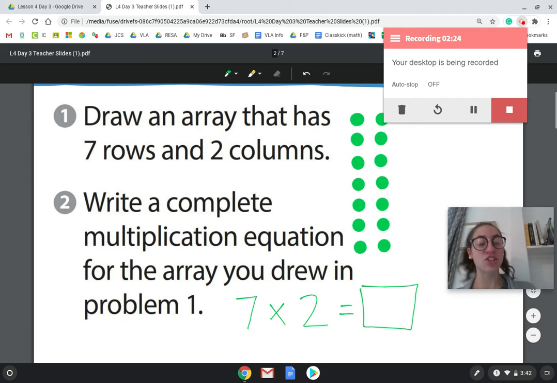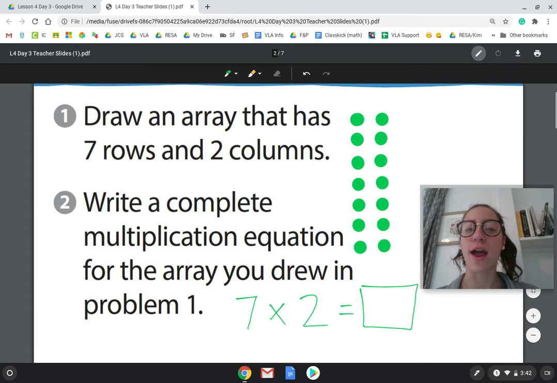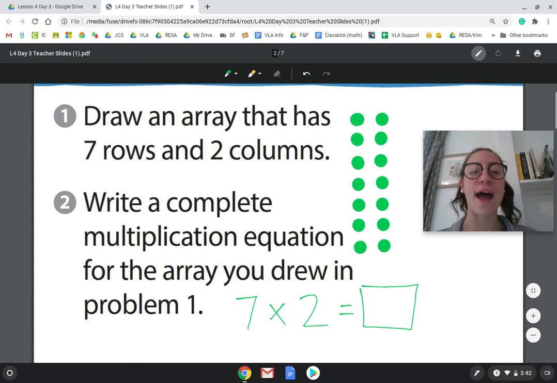All right, friends, so let's chit chat about these 2 problems. You were asked to draw an array that had 7 rows and 2 columns.